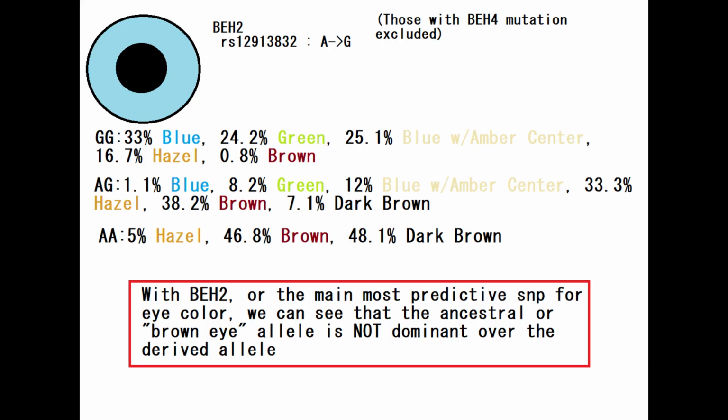This is also the conclusion we can draw from looking at the stats for the BEH2 mutation. If the ancestral allele was dominant over the derived allele, the percentages for AG would be identical to those for AA. This is far from reality. In regards to dominant and recessive variants, it would be very difficult for you to find any such variants in any of the coloring-related genes. Even albinism mutations in TYR tend to express themselves in people with a heterozygous genotype.